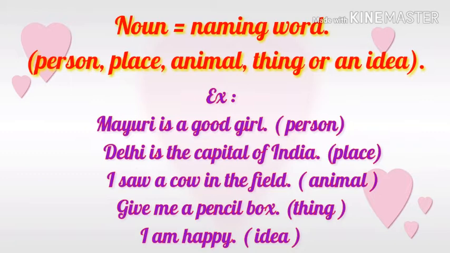For example, Mayuri is a good girl. Mayuri is the name of a person. Delhi is the capital of India. Delhi is the name of a place. I saw a cow. Cow is the name of an animal. Give me your pencil box. Pencil box is the name of a thing. Then, I am happy. So happy is also a name of an idea. Okay? Now are you clear with the noun?